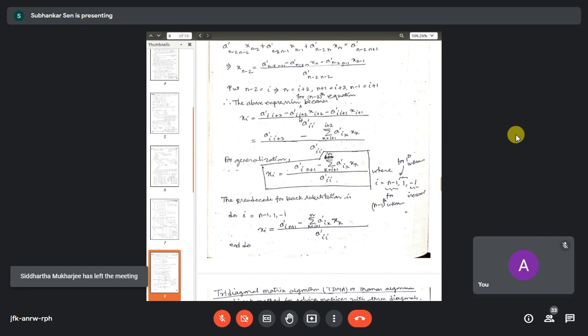So instead of j, you have already used j. So you are using a new index k. It can be m or anything. So a'_ik x_k, where when k is i+1, a'_i,i+1 x_i+1. When it is i+2, a'_i,i+2 x_i+2. So we have made the generalization.